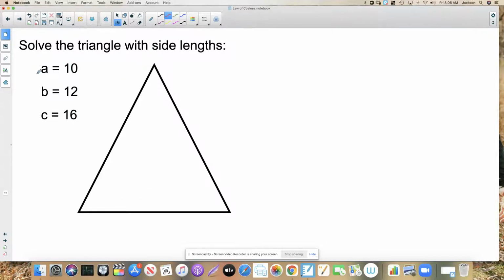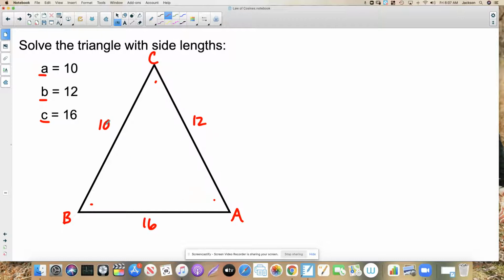They've given us side lengths. We know they're side lengths because they're lowercase letters. So let's make this side A. If this is side A, angle A has to be across from it. If we make this side B, angle B has to be across from that. And we'll make this side C, angle C across from that. So when you're solving a triangle, like we said, we want to know these three angles.